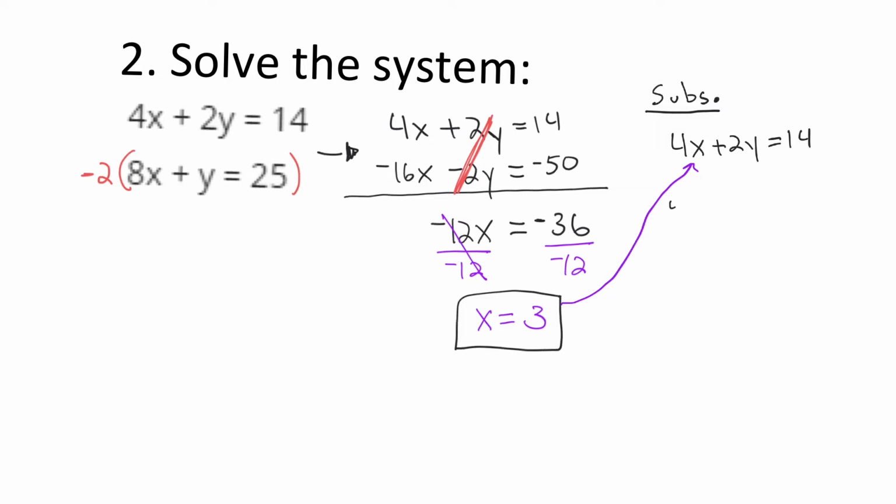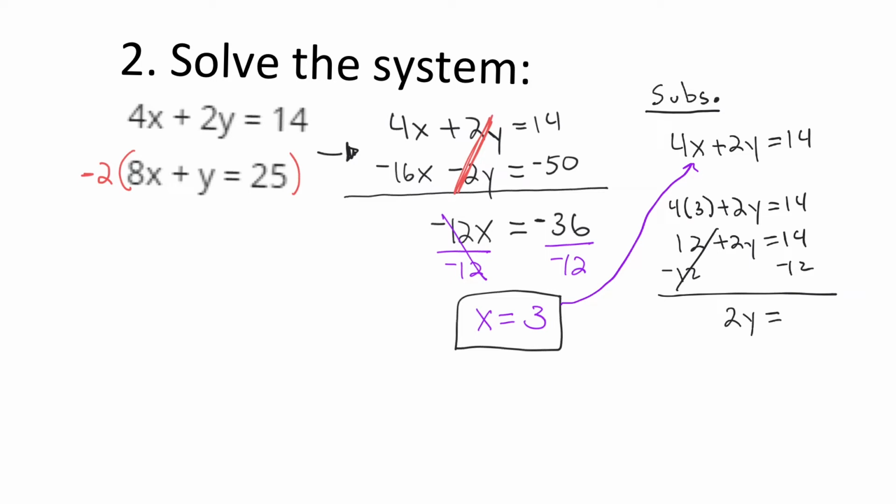So I will have 4 times 3 plus 2y equals 14. So 4 times 3, that's 12. And you guys are going to solve for y. Subtract 12 from both sides. So I'm going to get positive 2y equals positive 2 on the other side. Divide by 2. And y equals positive 1.